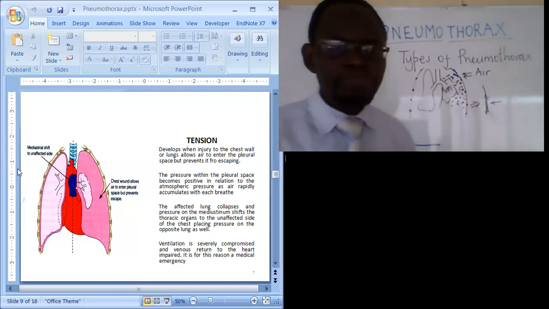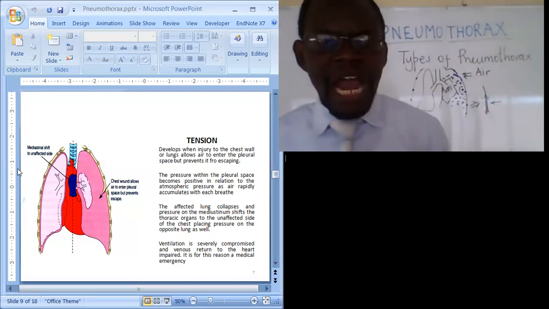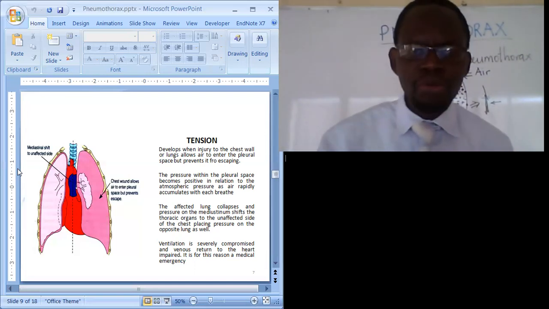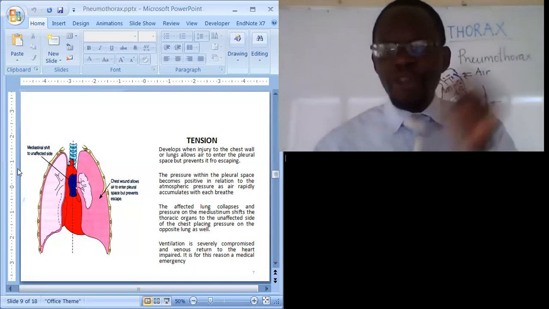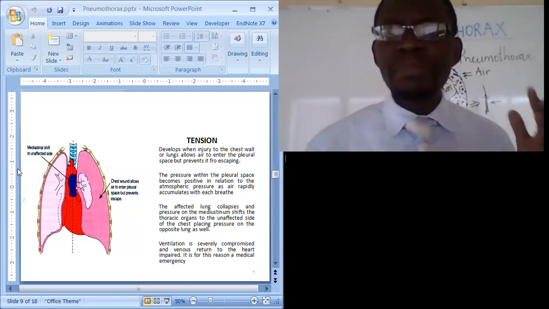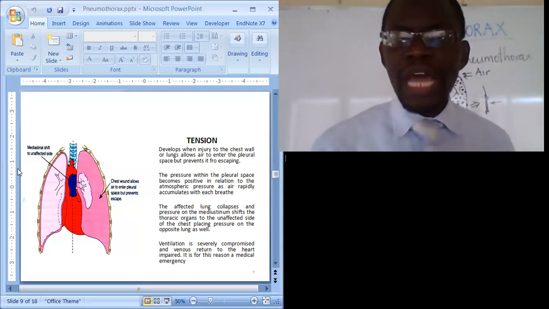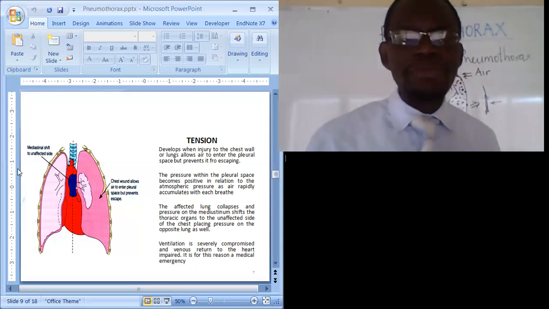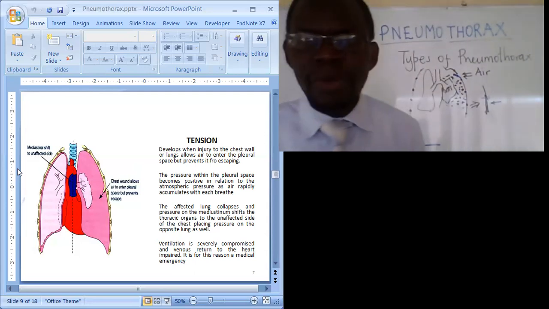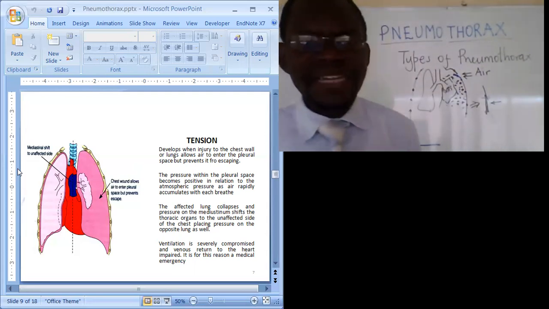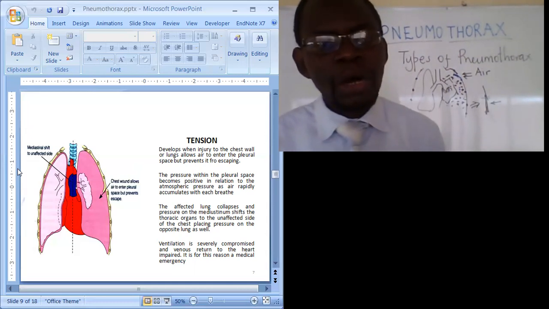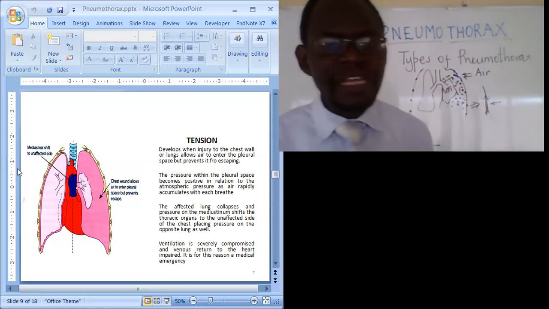So, it develops when injury to the chest wall or the lung allows air to enter the pleural space but prevents it from escaping. The pressure within the pleural space becomes positive in relation to the atmospheric pressure, and as a result, air accumulates with each breath. The affected lung collapses, and pressure on the mediastinum shifts the thoracic organs.